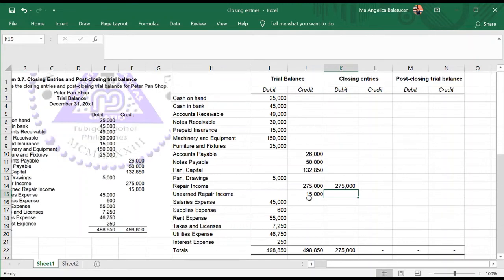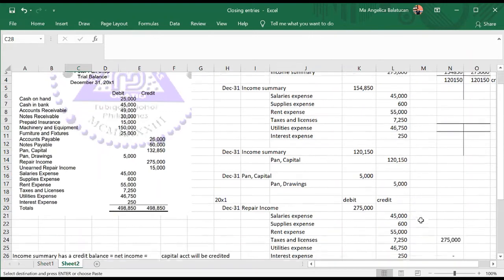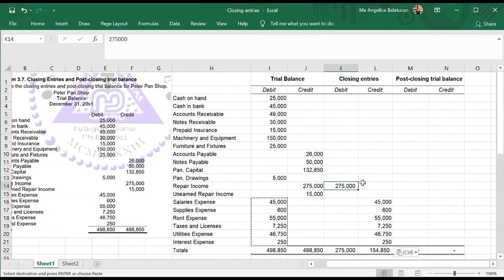And then again, this is not included in the closing entries because this is a liability. Then we close all the expenses. So since these have debit balances, we're going to credit. Okay. And next is, remember the difference between the debit and the credit balances. So 275,000 minus all the expenses, just like here. Diba? What's the difference? It's 120,150, and that would be credited here.